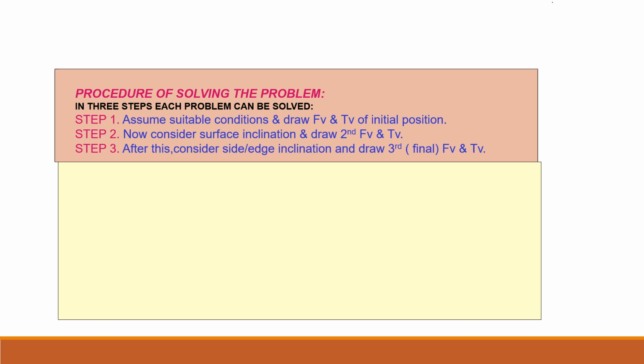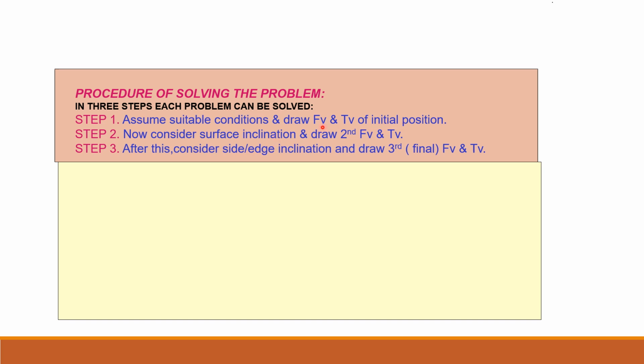So your total problem will be solved in 3 different steps. Position 1 will be the initial position. Position 2 will be drawn by considering the surface inclinations, and position 3 will be drawn by considering the side or edge inclinations. While reading the question itself, you have to understand that you will not be doing the side edge inclination initially, but the surface inclination. Even if the question gives the side edge inclination later, to confuse you, do not get confused and just draw in the same sequence.